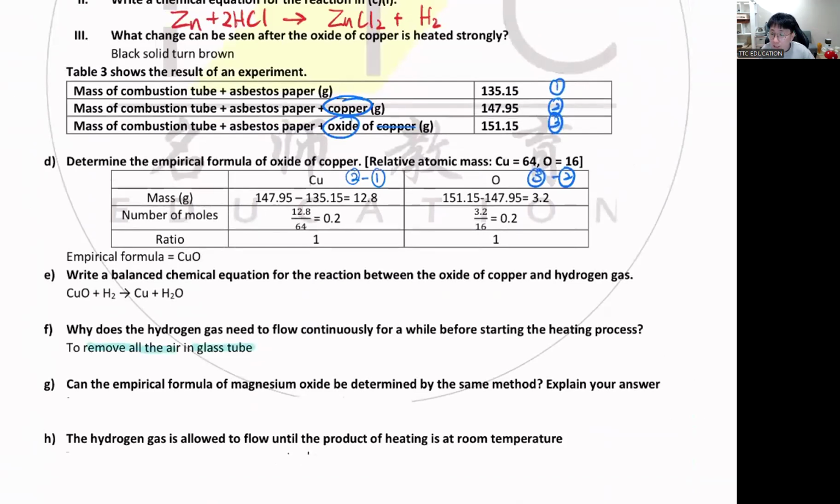Okay, someone asked, is it compulsory to write the states in equation? You mean the physical state? Solid, liquid, gas? No need, no need.